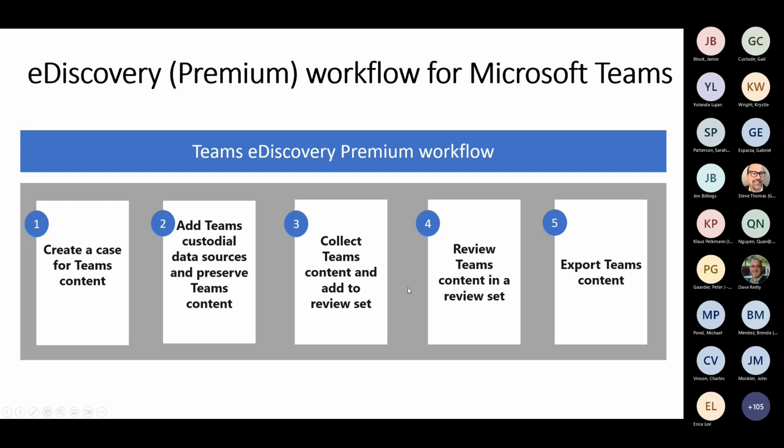Then next, you can search for team's content using keywords and conditions and collect the search results into a review set. Next, you can review the team's content inside the review set and cull any irrelevant data. In review sets, you can view team's messages as conversation threads. You can group the team's conversations. You can check the metadata properties of the team's content, and you can also manage deduplication. And after you have reviewed and culled the team's content in the review set, you can finally export the relevant team's messages as HTML transcript files.